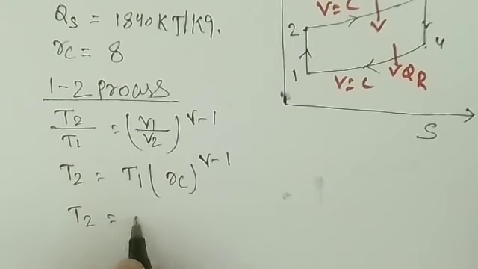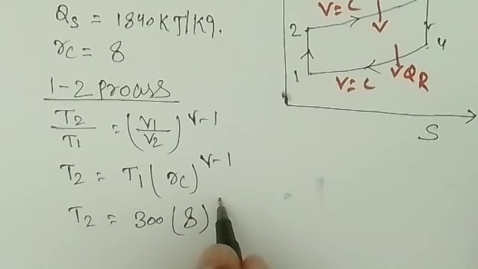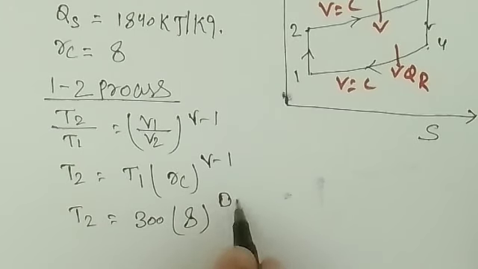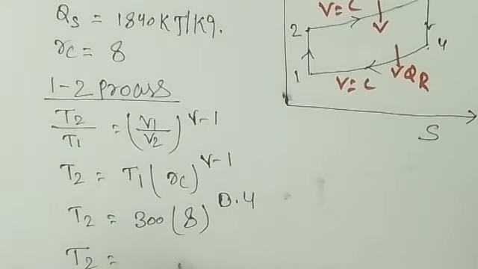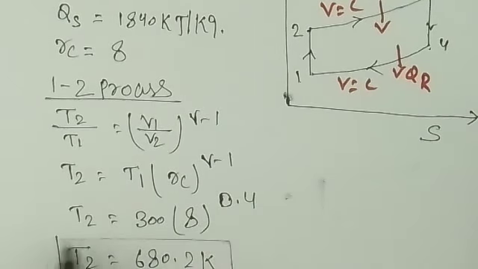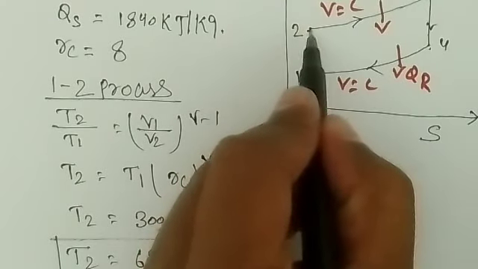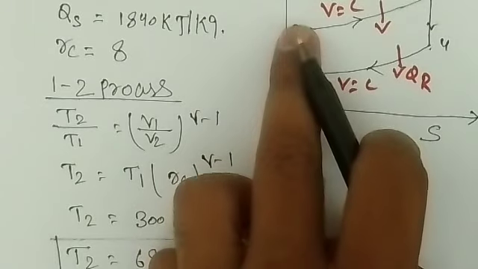T2 is equal to T1, which is 300, times the compression ratio 8, which is given, to the power gamma minus 1, with gamma 1.4, so 1.4 minus 1 is 0.4, right? You substitute and you will get the T2 value. T2 comes to 680.2 Kelvin. So at the end of compression we got the temperature. Now we have to find the pressure. You know that 1 to 2 is the adiabatic compression.